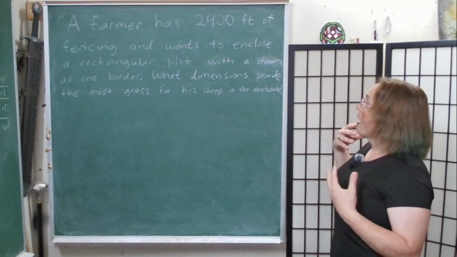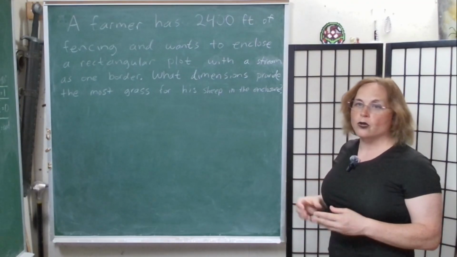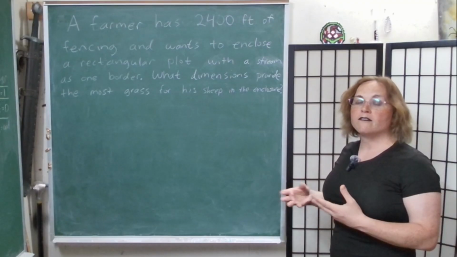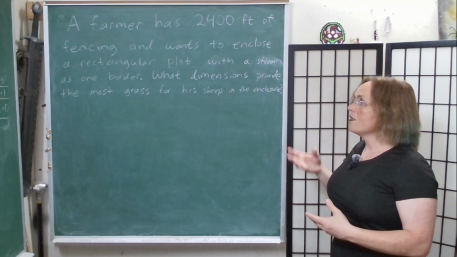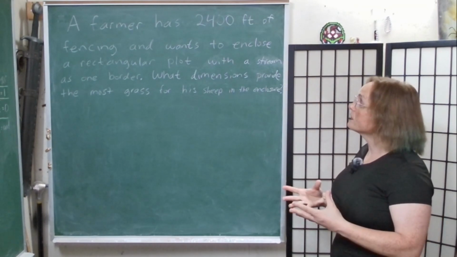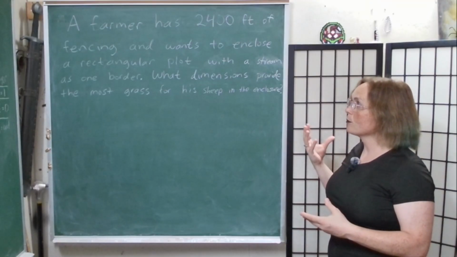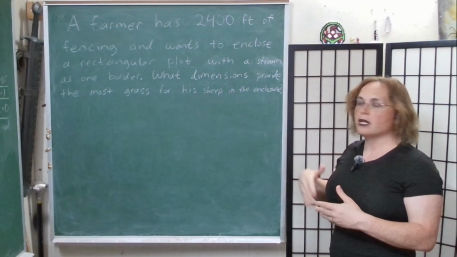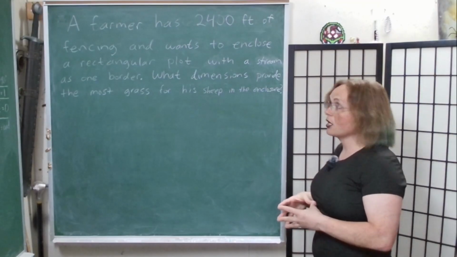A farmer has some amount of fencing and they're wanting to enclose a garden or an animal pen or something, and one or more of the edges are a fixed structure of some kind. So in this situation, the farmer has 2,400 feet of total fencing and they want to enclose a rectangular plot with a stream as one border. Usually you're going to assume that that border is a straight line. And then what dimensions provide the most grass for his sheep in the enclosure?